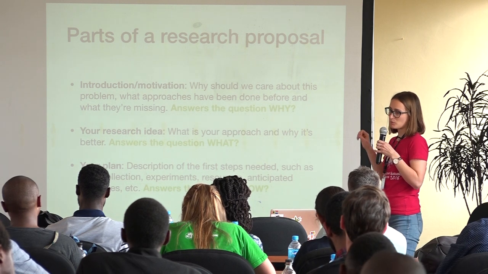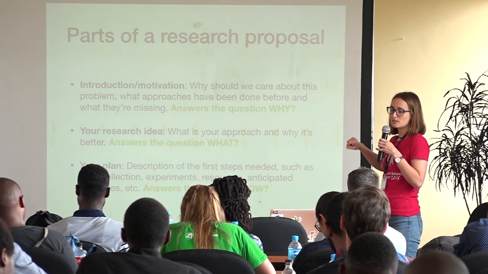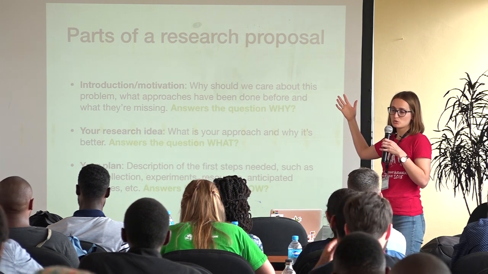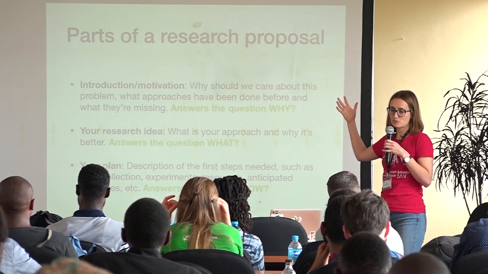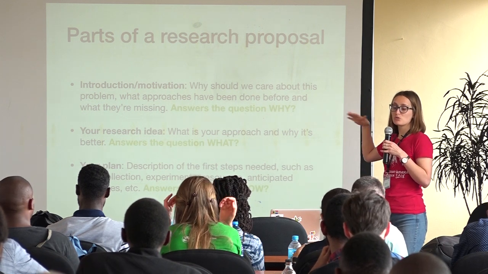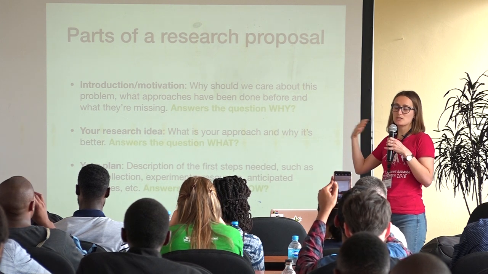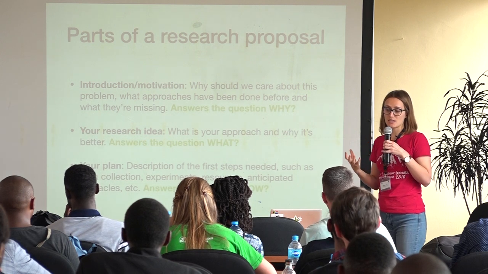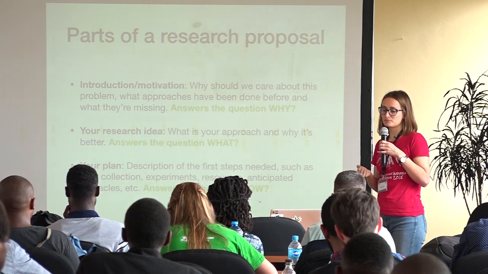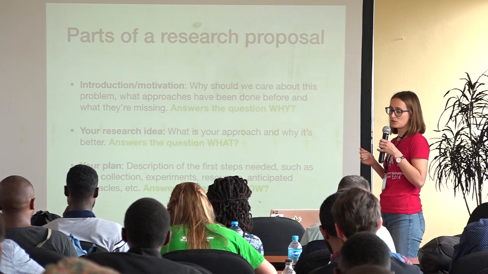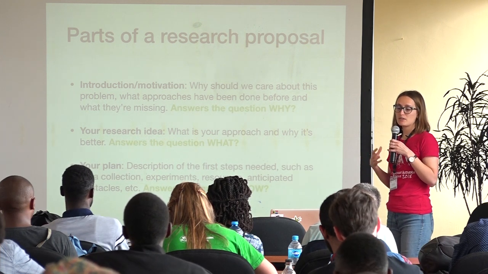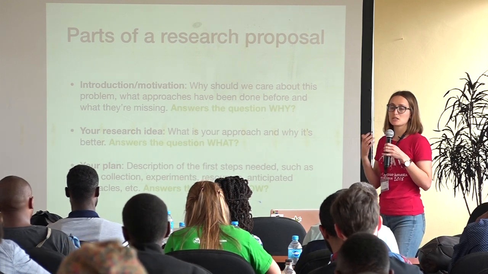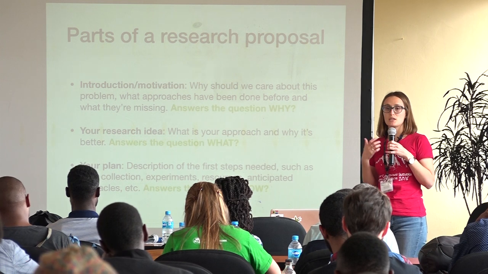Essentially for a research proposal, you want to be looking for three main sections. The first section will be answering the question why, motivating why you want to do this research. What is the big picture problem? What approaches have been done? What is missing in them? You'll then move on to answering the question what. What is the thing that you're proposing? What is your research idea? And what is it that you're going to be investigating as the solution to this problem? And then the third section is answering the question how, giving some description of the first steps you would take. For example, some data collection, what experiments you would initially run, resources you need, potential obstacles.